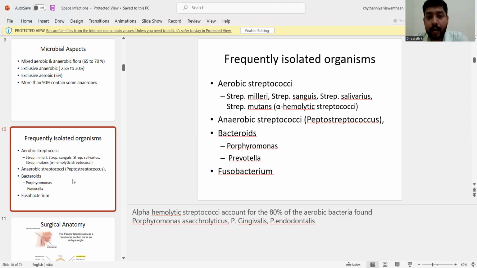These are the frequently isolated organisms. You have aerobic streptococci: Streptococcus milleri, Streptococcus sanguis, Streptococcus salivarius, Streptococcus mutans, alpha hemolytic streptococci. Then anaerobic streptococci like Peptostreptococcus. Then Bacteroides like Porphyromonas, Prevotella, Fusobacterium. All of these are responsible for space infection. When you take a swab and collect the pus from this particular space infection, you will find these microorganisms. Then we will discuss the surgical anatomy in the upcoming slides.